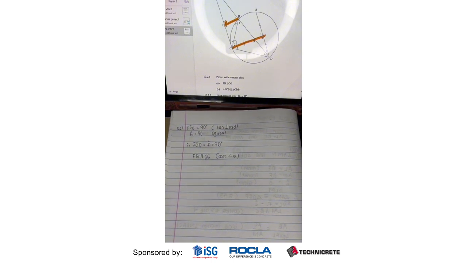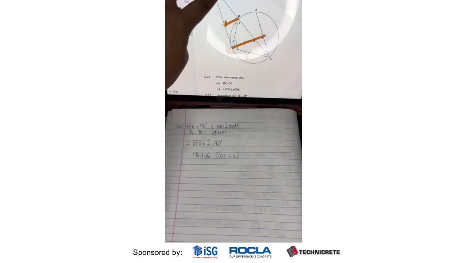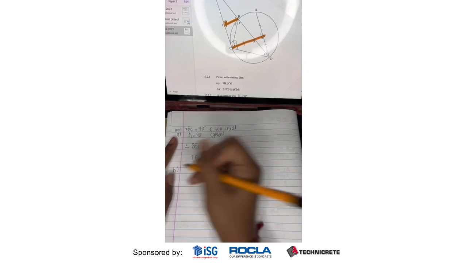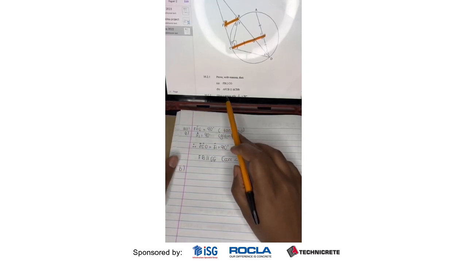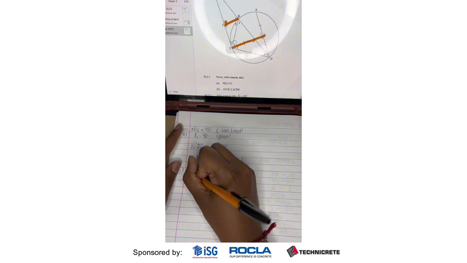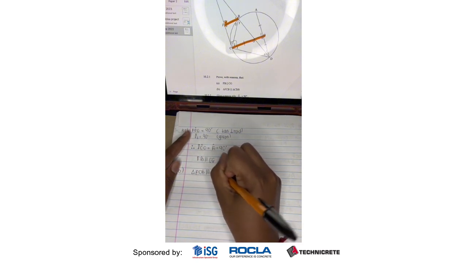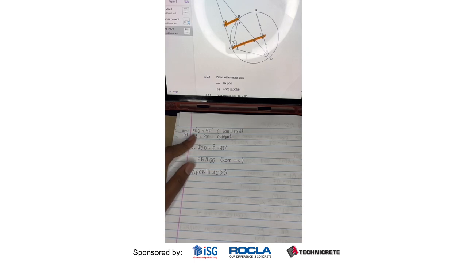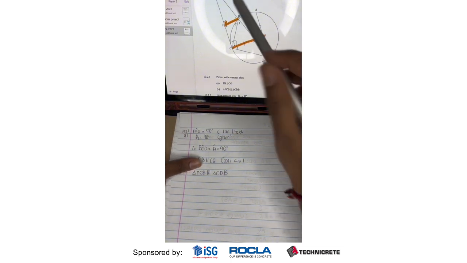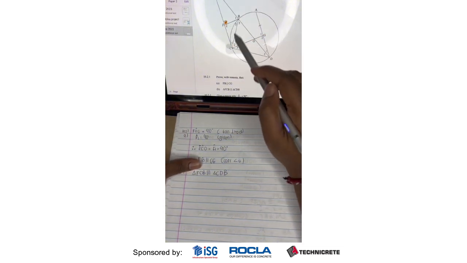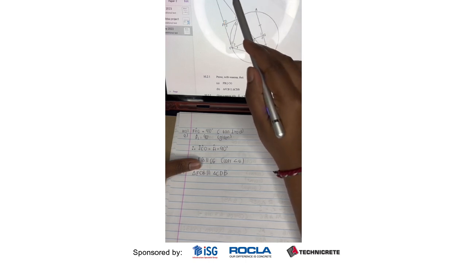Okay, the next question, 10.2.1 B. It wants you to prove that triangle FCB is similar to triangle CDB. Okay, let's take a look at those triangles first. So we're looking at, let's keep our parallel lines though.